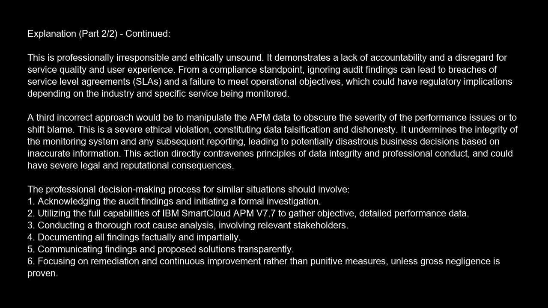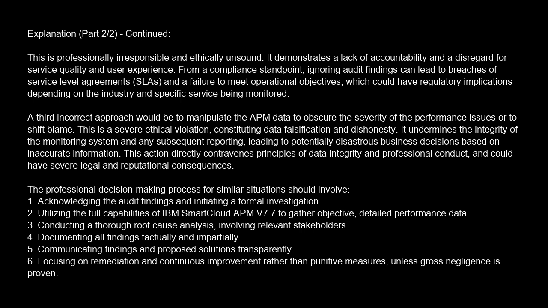A third incorrect approach would be to manipulate the APM data to obscure the severity of the performance issues or to shift blame. This is a severe ethical violation, constituting data falsification and dishonesty. It undermines the integrity of the monitoring system and any subsequent reporting, leading to potentially disastrous business decisions based on inaccurate information. This action directly contravenes principles of data integrity and professional conduct and could have severe legal and reputational consequences.